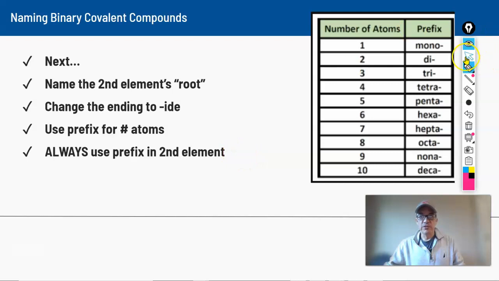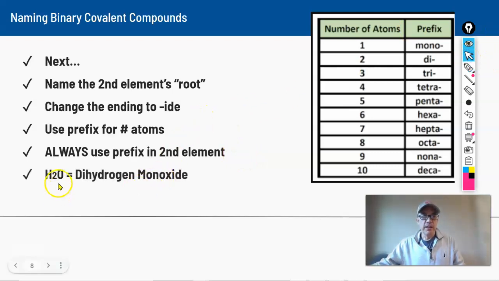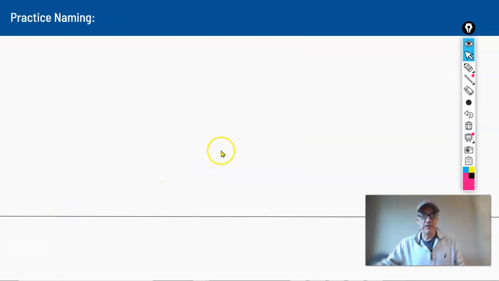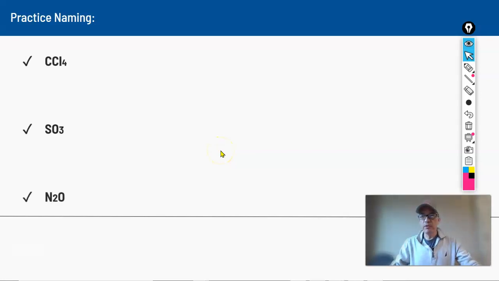So going back to our 2 examples where we had H2O, the H2 is dihydrogen, the O is monoxide. So we write the IDE version of oxygen, oxide, and then we put mono in front of it. With monoxide, we end up sticking 2 of the O's together instead of making it monoxide. And then CO2, the O2 again is oxide, but since there's 2 of them, in this case, it's going to be carbon dioxide.